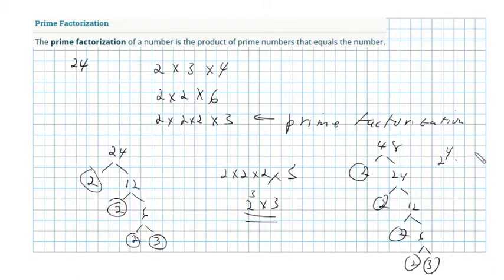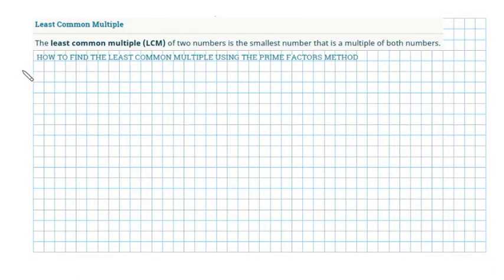Suppose you're given the numbers 6 and 14, and asked to find the least common multiple of these two numbers. Well, one way to do this would be to find the multiples of both of them, and then look for the smallest one. So let's do that.